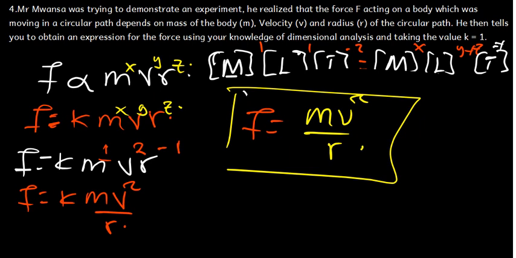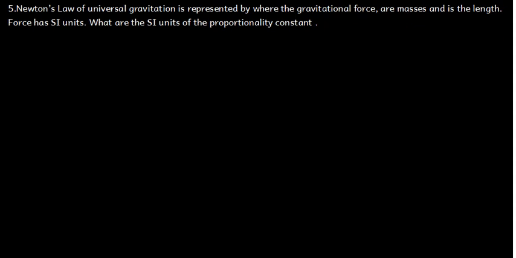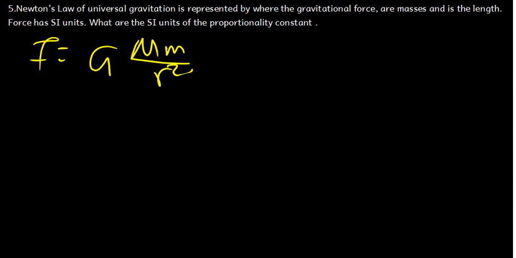Okay, so we go to the next question. The next question is saying, Newton's law of universal gravitation is represented by, so the gravitational force F is given by G capital M small m divided by r squared. So this was the question, to say Newton's law of universal gravitation is represented by this formula, where F is the gravitational force and the M and m are masses. We have got the masses here. Then we also have the length, which is the radius. So they want us to find what are the SI units of the proportion constant. They want us to find the SI unit for the G.